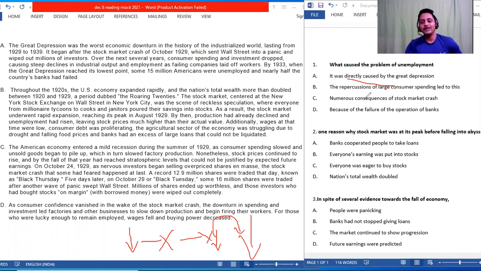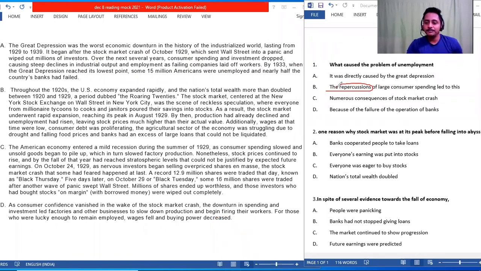It was not directly caused by the Great Depression. There were so many other instances. The repercussions means consequences. The consequences of large consumer spending? No, man. Consumer spending dropped. Repercussions of reduced consumer spending, then this would have been the answer. Not large spending. Gone. Numerous consequences of the crash. Yes. Crash happened. One event led to another event. Butterfly effect. One more event, and then the employment came down.